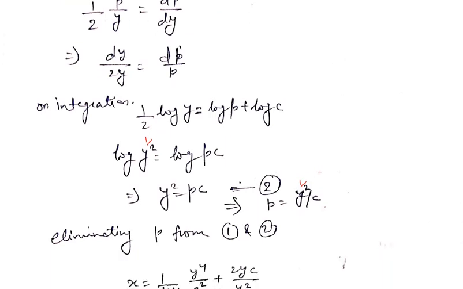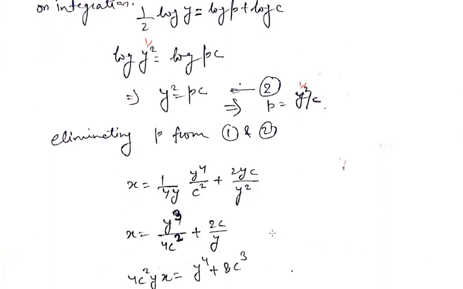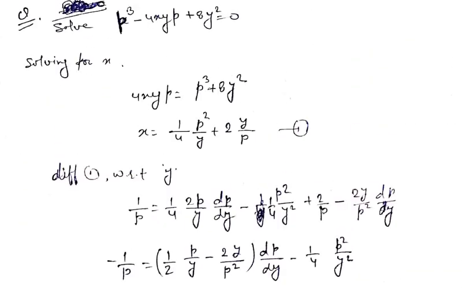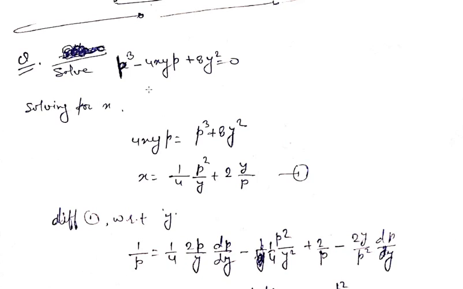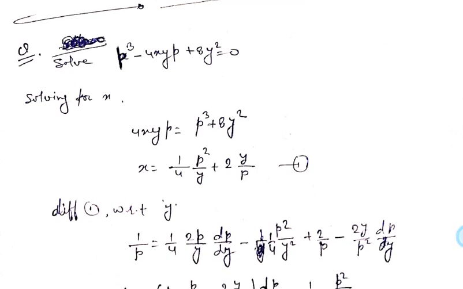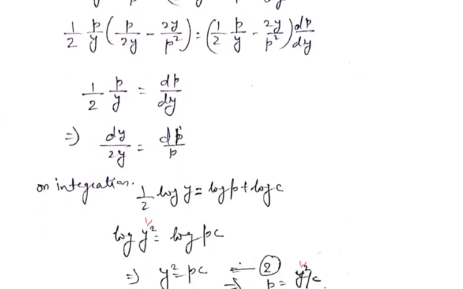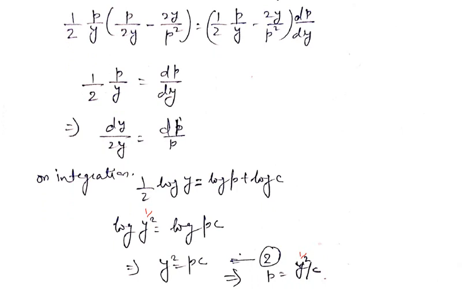Now we will replace this value in the given equation, and according to which we get some different solution which appears here. Now here we will replace p as y raised to power half upon c, then we can get the required solution. So that's all about this method.